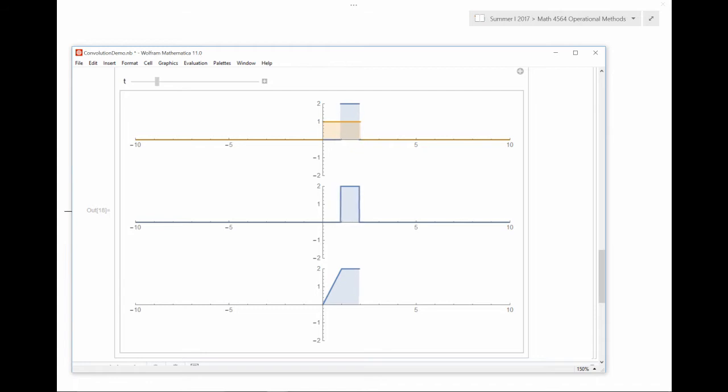As soon as the function f starts to go outside of the domain of the function g, the intersection reduces itself, and therefore the value of the integral drops. And then finally it drops to 0. So this is how a convolution integral is computed.